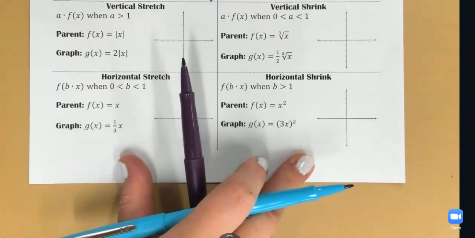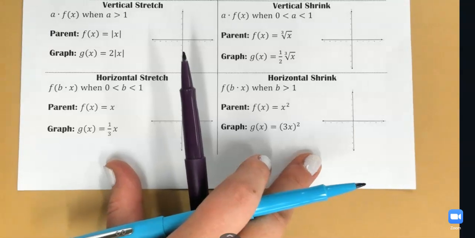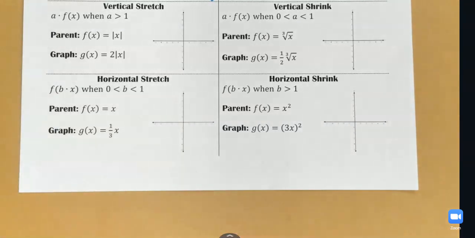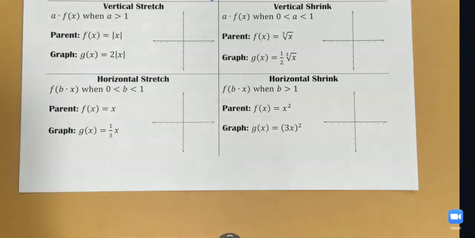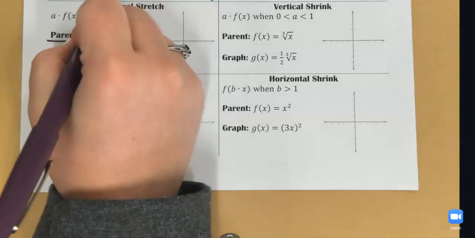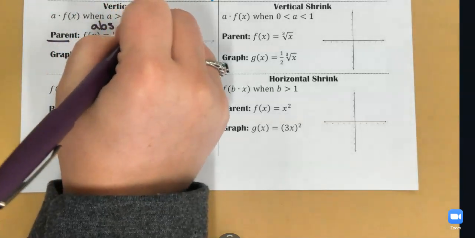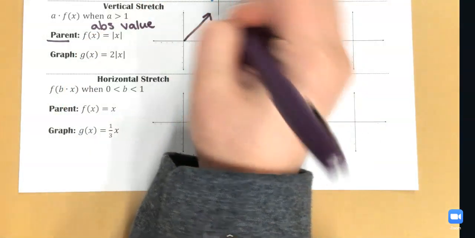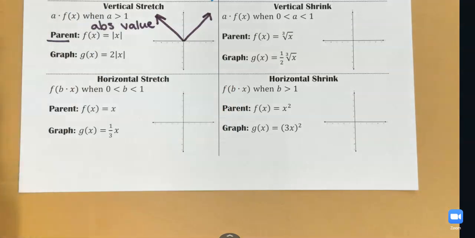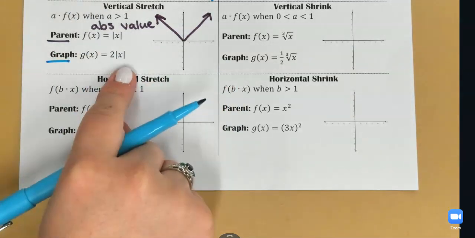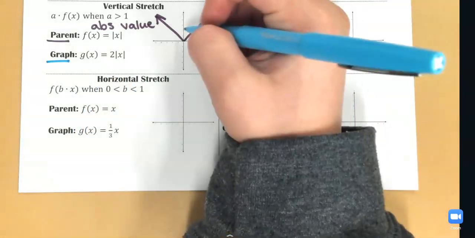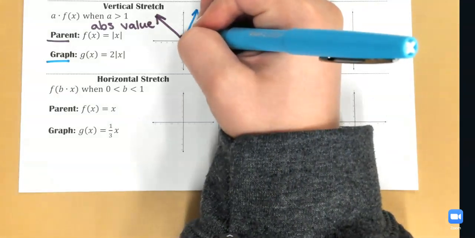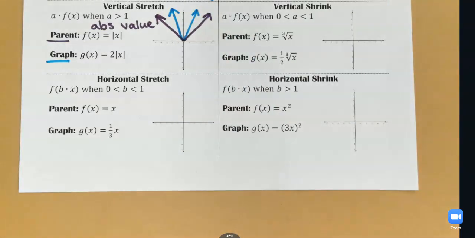Okay. Vertical stretches and shrinks. If on the outside I am multiplying by a number, that is going to indicate a stretch or a shrink. We have to look at the value of that number. If it's greater than 1, it's going to be a stretch. So here we're going to look at our absolute value parent function, which looks like a V starting at the origin. If I instead am going to graph 2 times the absolute value of x, that means I'm going to stretch vertically. I'm going to get taller faster, and that would be by a factor of 2. So all of your y coordinates would be doubling because this is a vertical change.